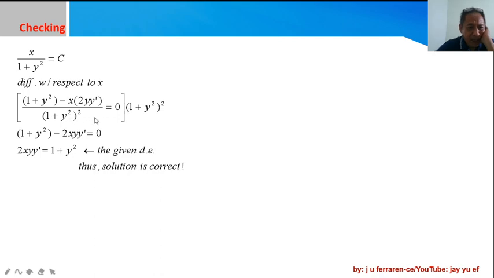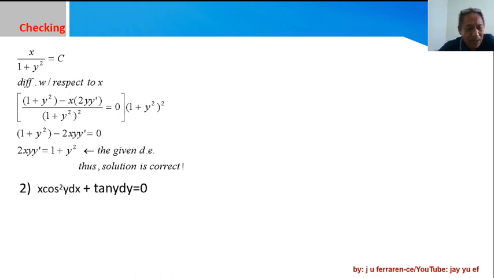Then, I remove my denominator. So, I come up with this equation. I try to rewrite that. Then, I arrive at the given differential equation. So, it means that my answer earlier is also correct. Okay? So, be familiar with the rules of differentiation.